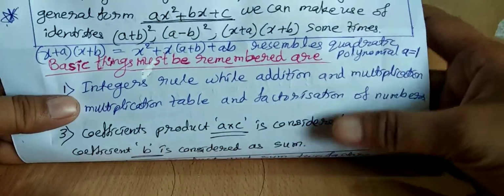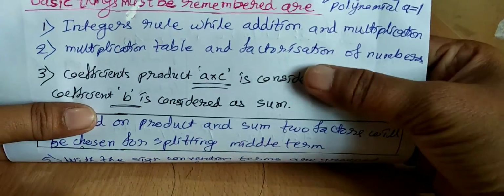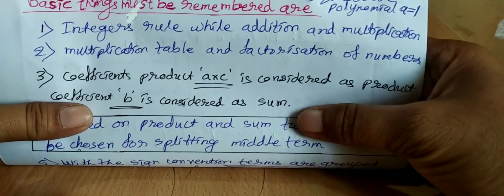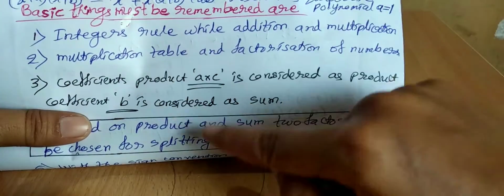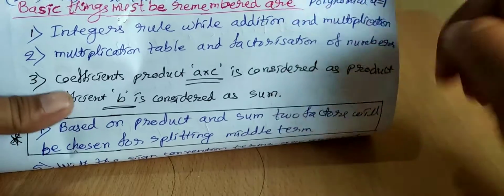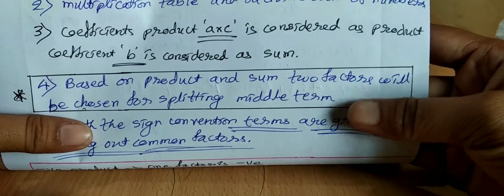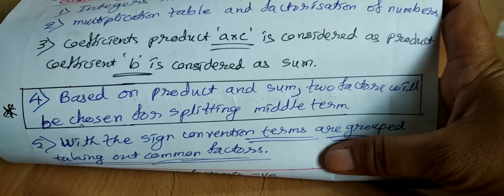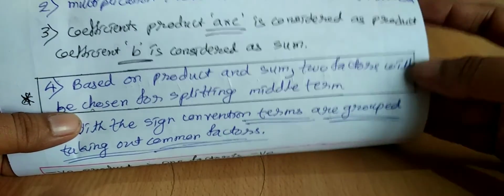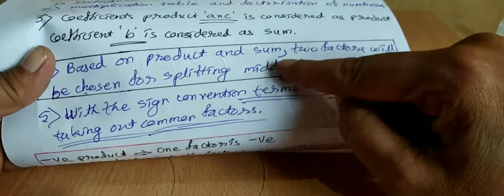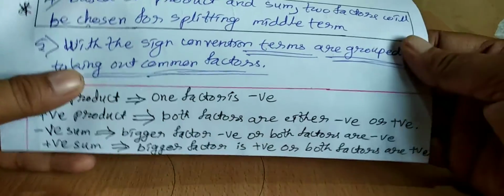Basic things we must remember are the integer rules for addition and multiplication, the multiplication table, and factorization of numbers. The product of coefficients a and c is considered the product, and coefficient b is considered the sum. Based on the product and sum, two factors will be chosen for splitting the middle term. With the sign convention, terms will be grouped taking out the common factors.